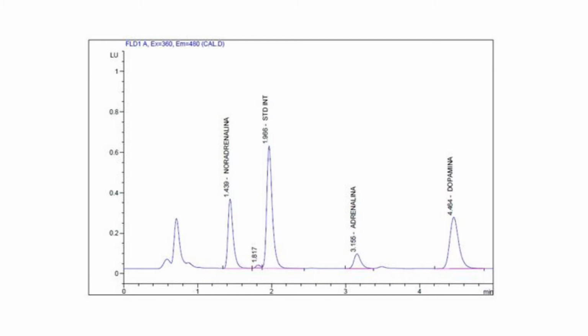This is the typical chromatogram of the urinary calibrator, where you see that the peak of noradrenaline comes out at 1.44 minutes, the internal standard at 1.96 minutes, while the peak of adrenaline at 3.15 minutes. Finally, the dopamine comes out at 4.46 minutes.